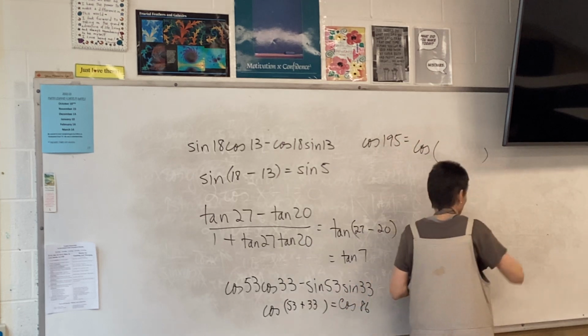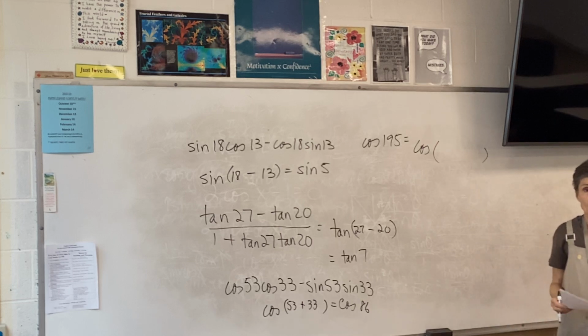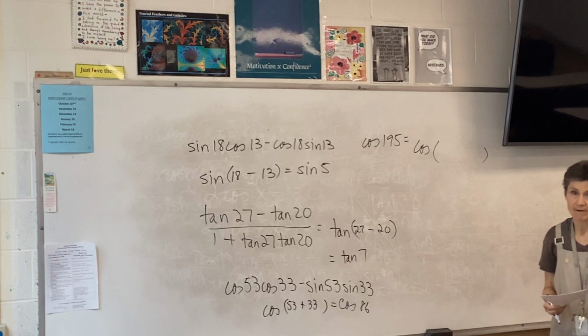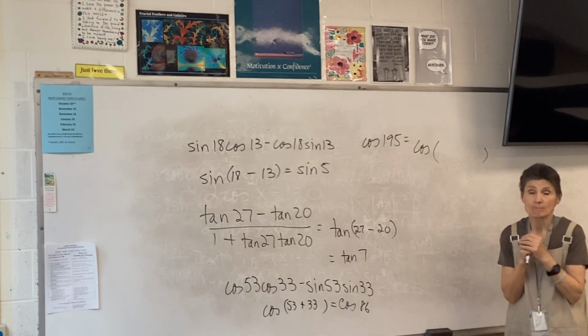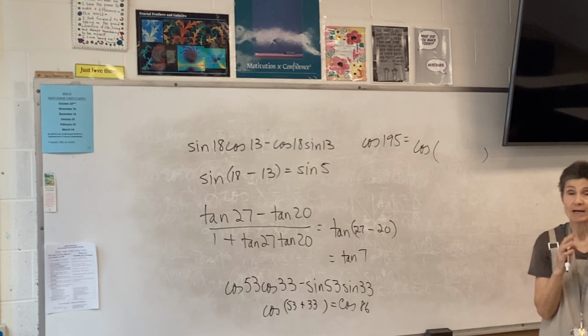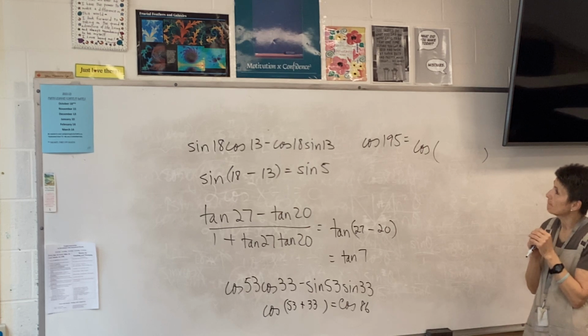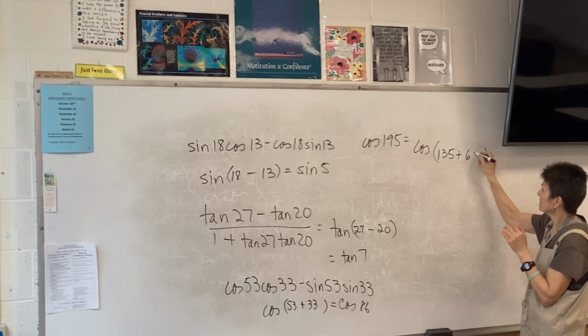All right, cosine 195. First thing we do is figure out two special angles that will add up or subtract to 195. Now, I'm not here to collect your ideas. I'm sure you have an idea, and there's a bunch of different ideas. So I'm just going to have to go with one. I think I'm going to pick, how about 135 and 60?